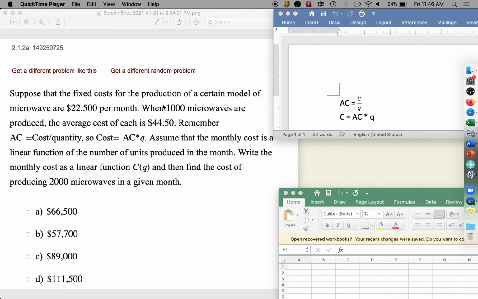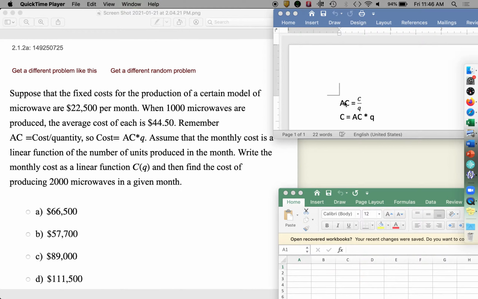2.1.2a. Suppose that the fixed costs for the production of a certain model of microwave are $22,500 per month. When 1,000 microwaves are produced, so that's a quantity, the average cost of each is $44.50. Remember that AC is equal to the cost divided by the quantity, so cost would equal AC times Q.